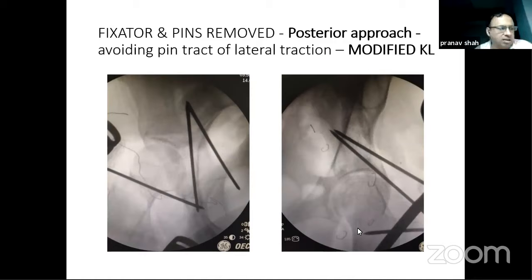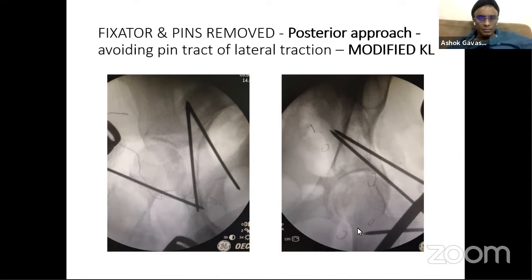We're stuck. My internet connection is really poor. Yeah, very difficult to hear. We are stuck with the previous image. We can't progress now. We can't see the screws.